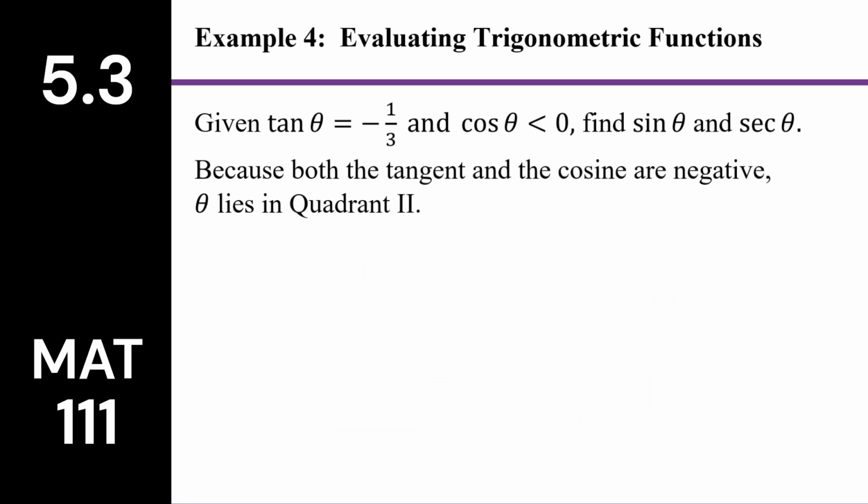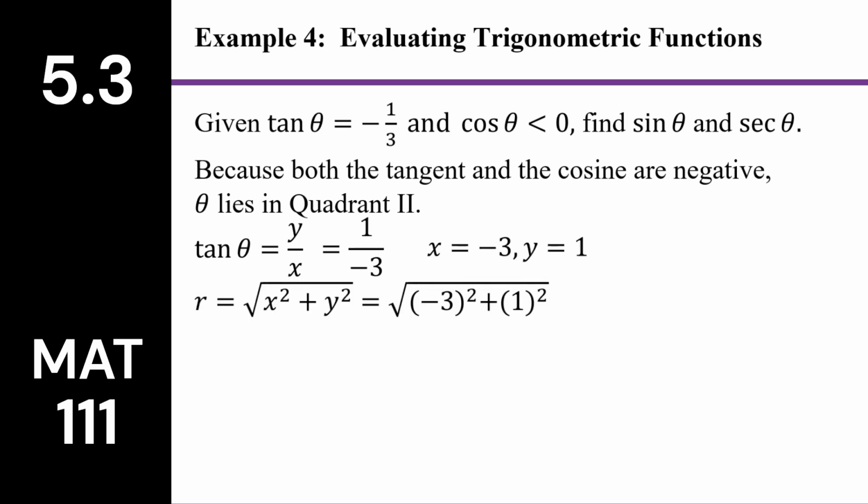So, since the tangent and cosine are both negative, we must be in quadrant 2. That told us that x is -3 and y is 1. We can substitute those values into our formula for r, and when we simplify, that gives us radical 10.